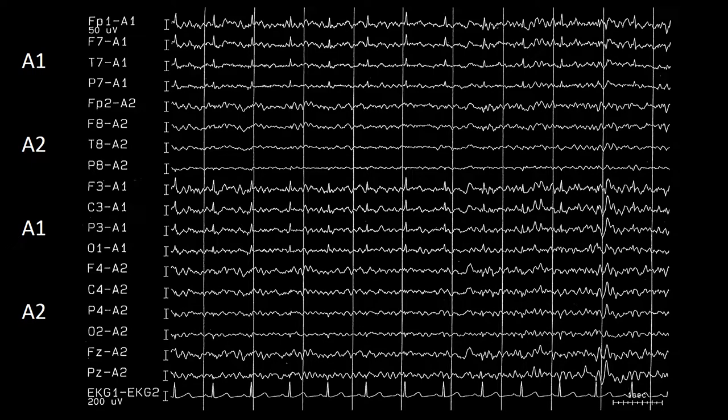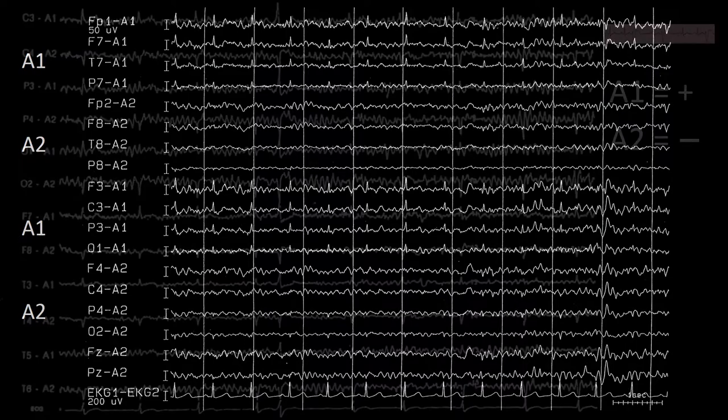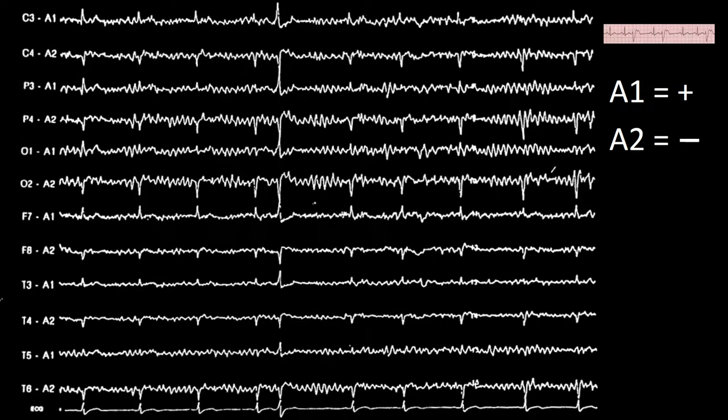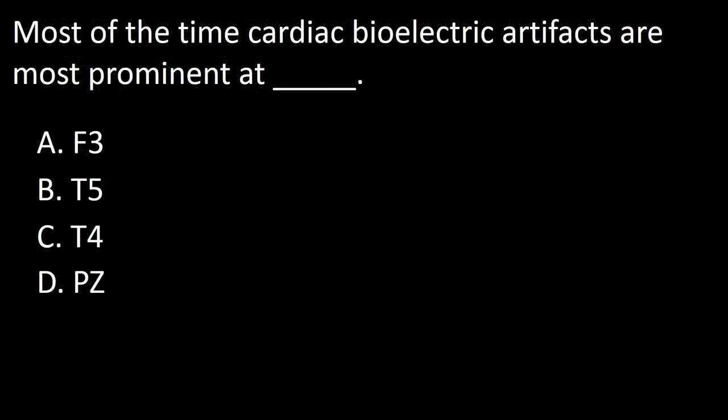In this new frame, you can see that A1 is positive and A2 is almost free of artifact. But at times, A1 is positive, but in addition, A2 is clearly negative, as it is in this frame. So the answer to this question is B.